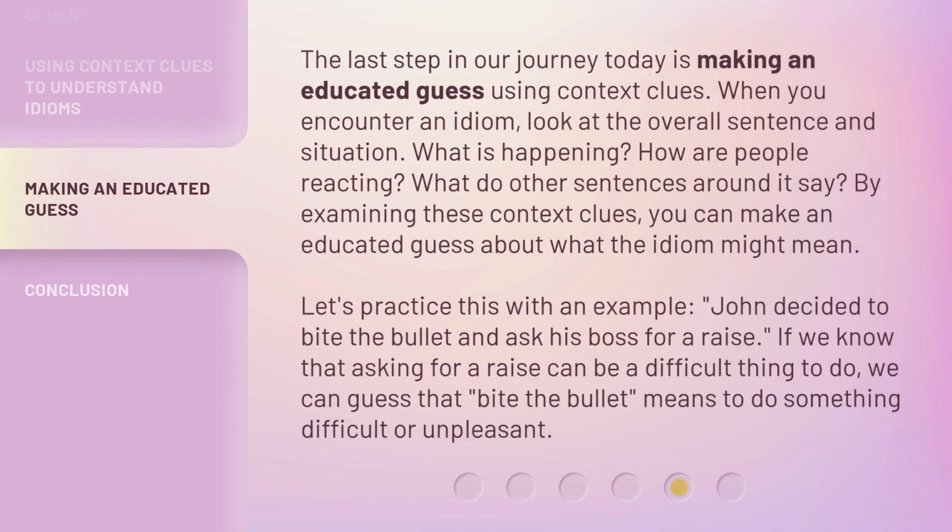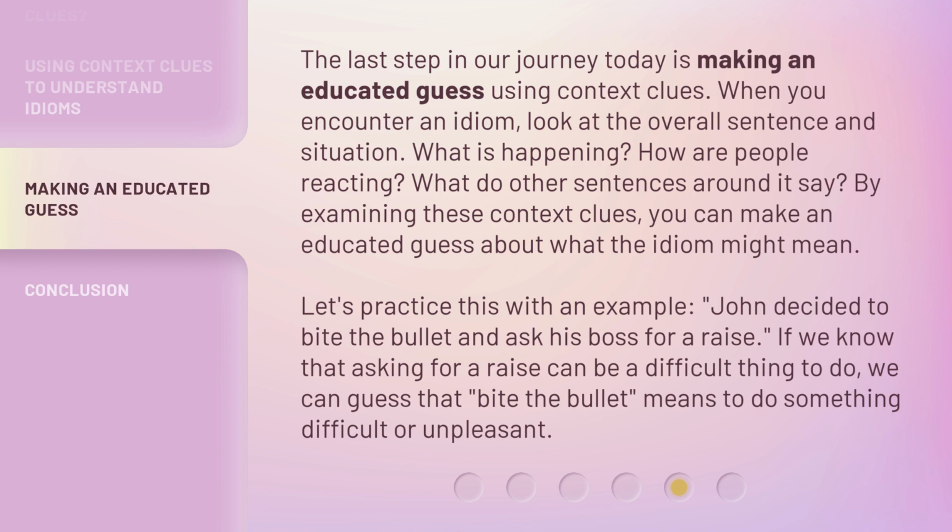The last step in our journey today is making an educated guess using context clues. When you encounter an idiom, look at the overall sentence and situation. What is happening? How are people reacting? What do other sentences around it say? By examining these context clues, you can make an educated guess about what the idiom might mean.